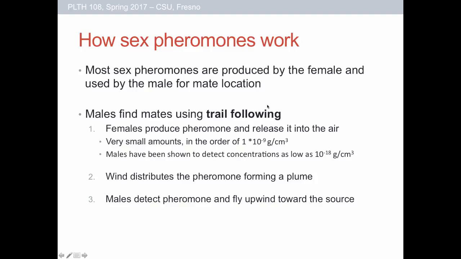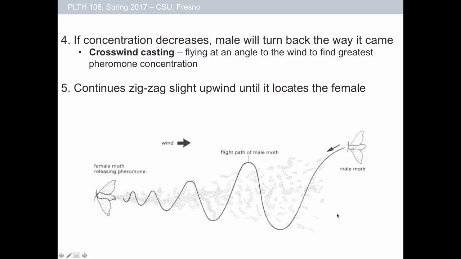It's more or less along the lines of about 1 part per billion in the air. And males can detect at much lower concentrations than the females even release. So once they release these pheromones, the wind distributes them out into the plume, and then the males will detect it and fly upward towards the source.